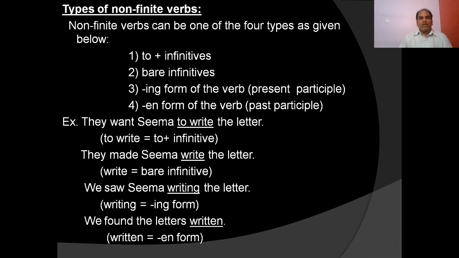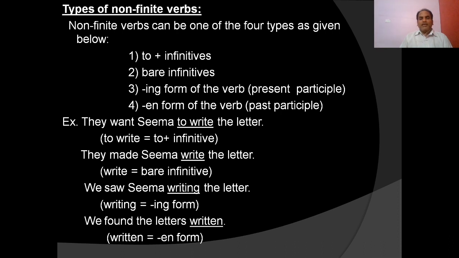We know non-finite verbs can be one of the four types as given below. One is to-infinitive, second is bare infinitive, third is the ing form of the verb or present participle, and fourth is the en form of the verb or past participle. For example: They want Sima to write the letter. Here, want is the finite verb, to write is the non-finite verb. To write is a to-infinitive.